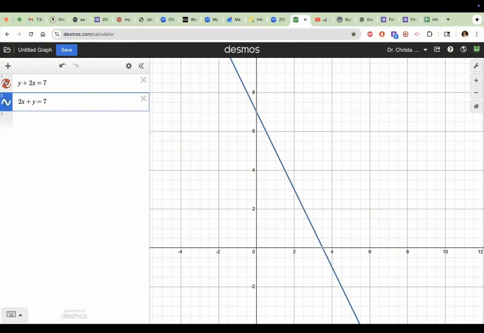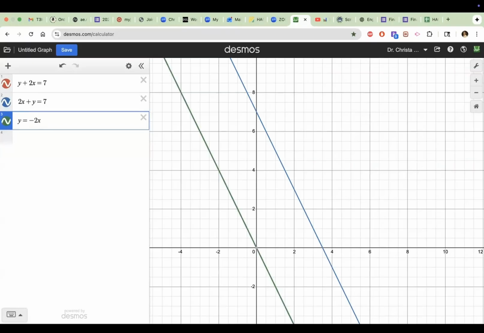In order to get a table, I'm going to show you how you have to solve for y. So all you would do is subtract 2x from both sides, and you would get y equals negative 2x plus 7. Y equals negative 2x plus 7. You see now it's the same line.